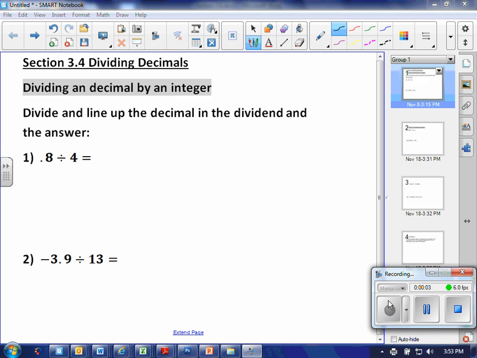Alright guys, I'm going to do a short video on how to divide with decimals. We're going to start off pretty easy. If you look at example 1, we have 0.8 divided by 4.